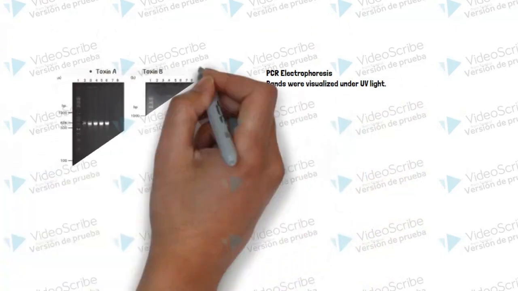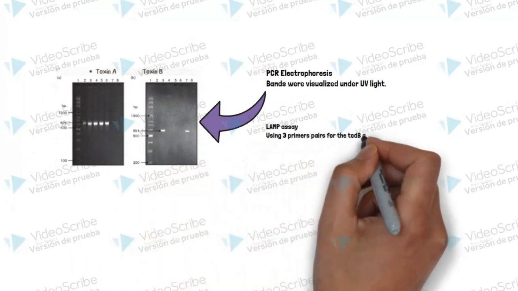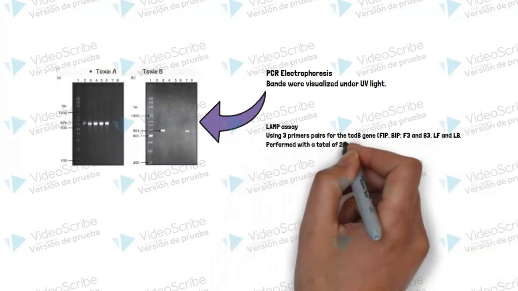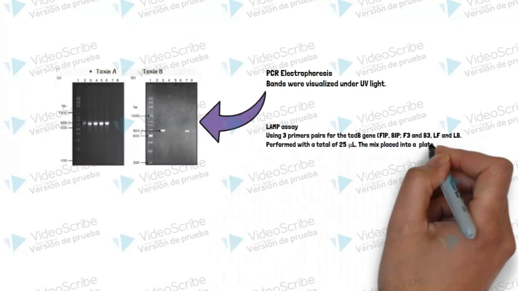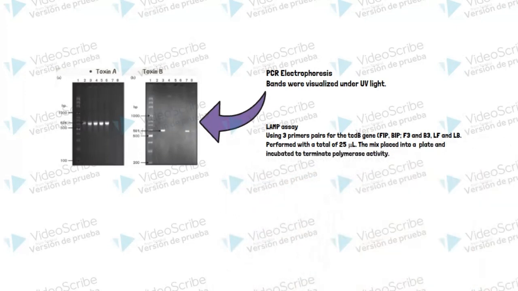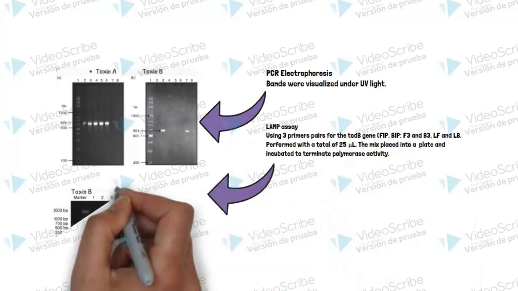The LAMP assay used primers for the TcdB gene: 1 forward inner primer and 1 backward inner primer, 2 outer primers, and 2 loop primers, loop forward and loop backward. It was performed with a total volume of 25 microliters. This mix was placed into a heat block at 60 degrees for 1 hour. Then it was incubated at 80 degrees for 10 minutes to terminate the Bst DNA polymerase activity. The ATCC strain was used as a positive control.